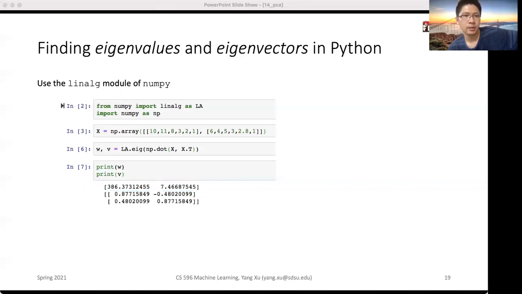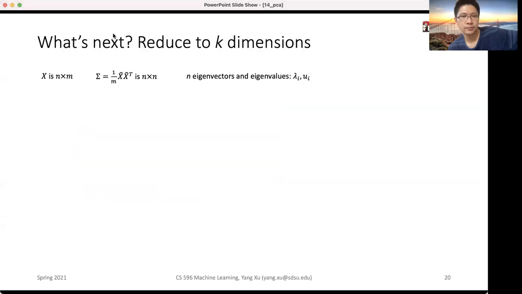All right, now let's take a look at the next one. After we have got all the PCs, what is the next step? Okay, so we actually have a lot of freedom to do interesting operations. We can choose to reduce the data to k dimensions. Say our original dimension of data is n. We have an n by m matrix, so n features, and the covariance matrix is also an n by n matrix, which means it will have n eigenvectors, right?